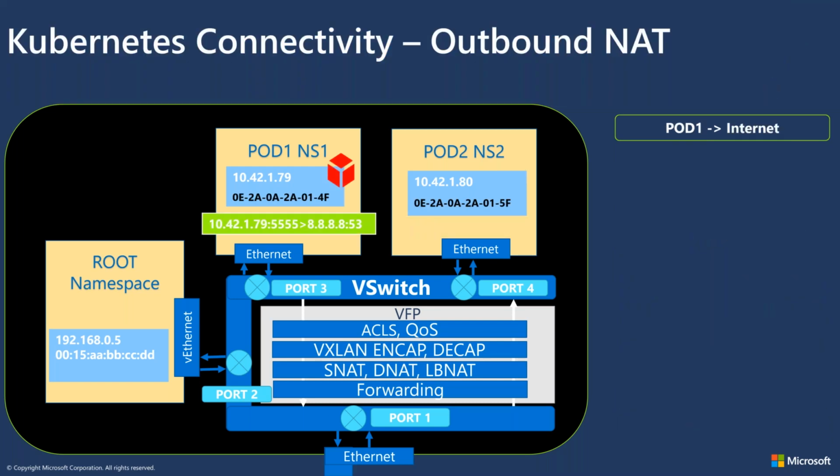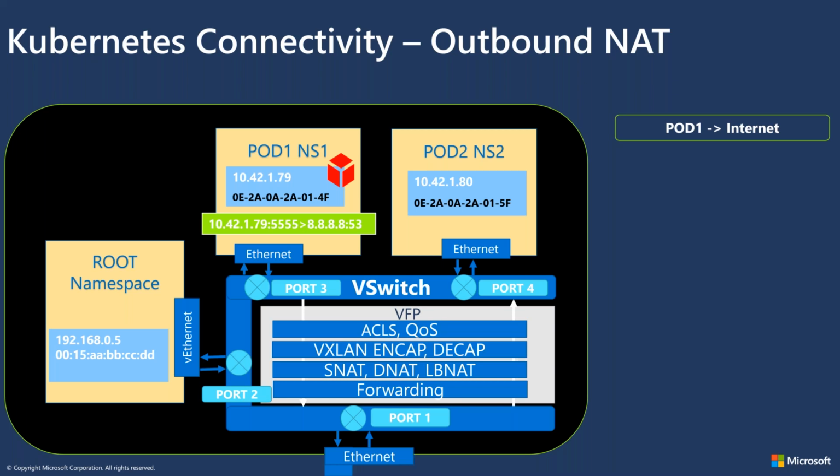Now let's take a look at the outbound NAT connectivity for Windows. Pod 1 is trying to reach the internet. By default, the way VFP rules are programmed in Windows, any traffic leaving pod 1 or pods will be NATed. But there is also an exception class in that layer that says if the destination falls in either the pod CIDR or the service CIDR, don't NAT it. So that's why pod-to-pod doesn't get NATed.